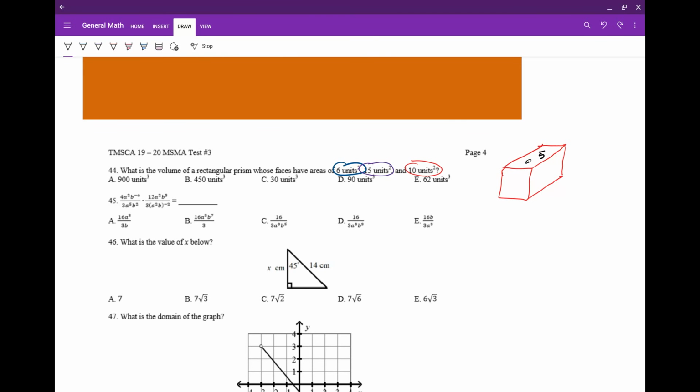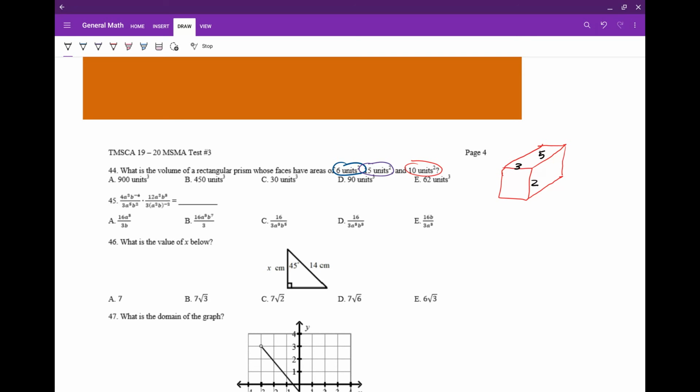So we know this is 15 units, and this side length is 5 units. So 15 is 3 times 5. It would mean this base in that respective face is going to be three units, right? And then this face is 10 units squared. That's the area, which means this base has to be 2.